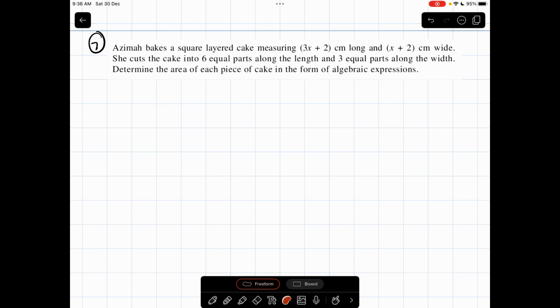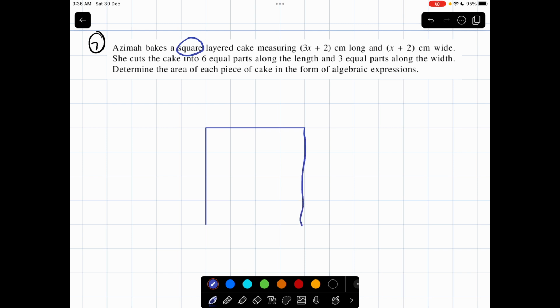Alright, let's see how to do this question. I have a habit of drawing out every single word question so that it's easier for comprehension. So Azima makes a square layered cake. So the first key information is square. So let's put square.